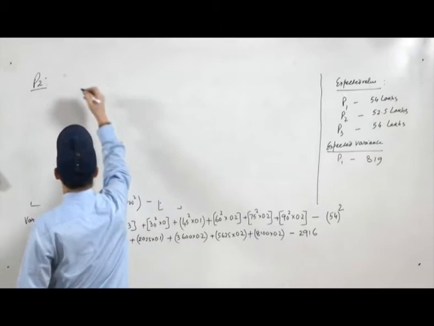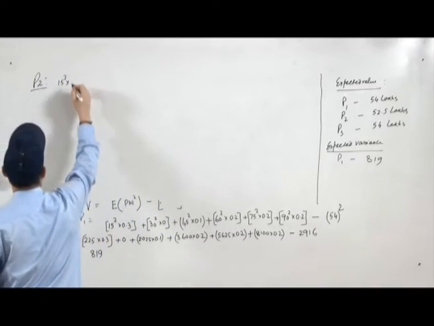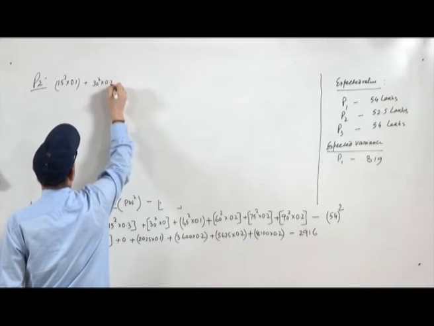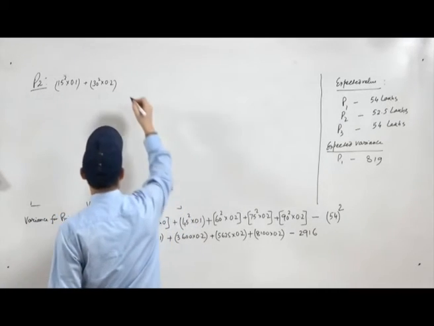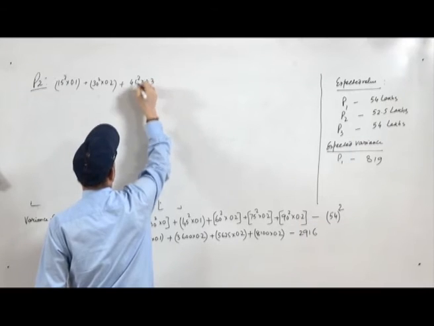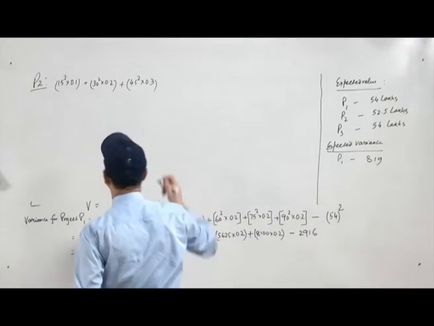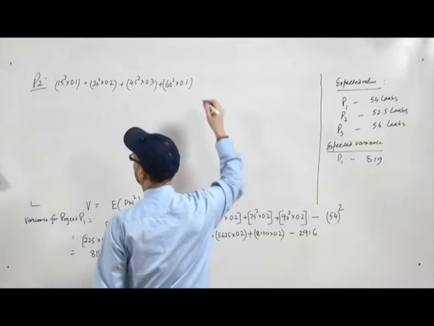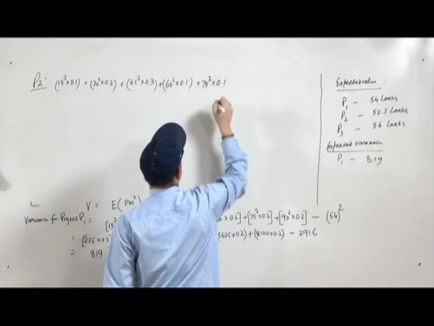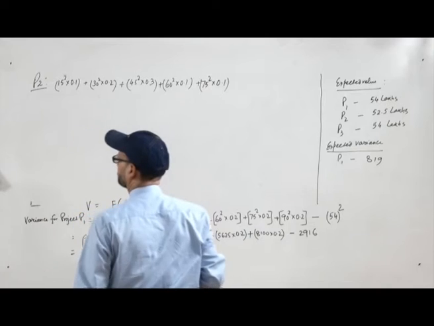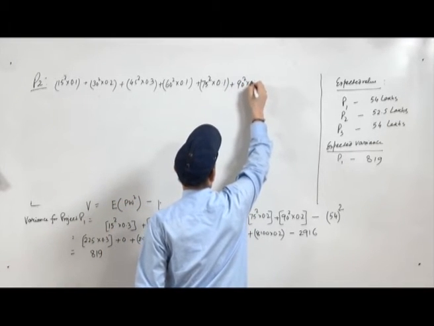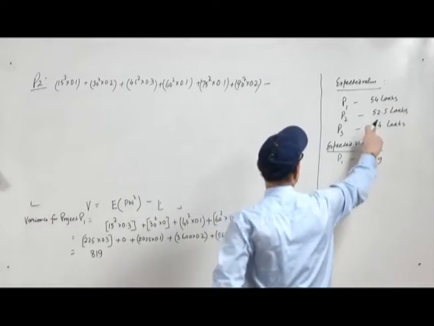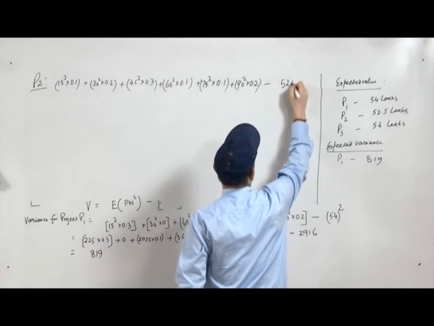For P2 again it will be 15 square multiplied by 0.1 plus 30 square multiplied by 0.2 plus 45 square multiplied by 0.3 plus 60 square multiplied by 0.1 plus 75 square multiplied by 0.1 plus 90 square multiplied by 0.2 minus, we have to get the square of this expected value, that is 52.5 square.